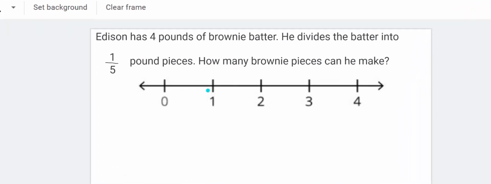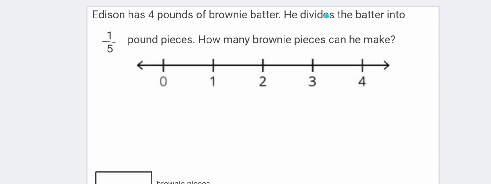Edison has 4 pounds of brownie batter. He divides the batter into 1/5 pound pieces. How many brownie pieces can he make?